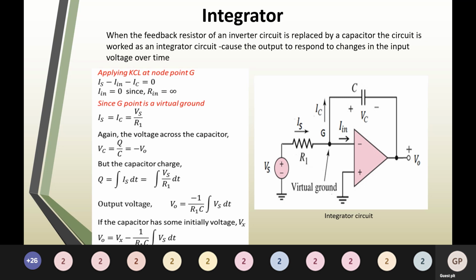If you see the circuit, it looks somewhat similar to an inverting amplifier, is it not? You can see that I have an input connected through a resistor to the inverting terminal, and I have a feedback path from the inverting terminal to the output. So this looks somewhat similar to an inverting amplifier. But what is the change? Here, instead of a resistor in the feedback, I have a capacitor.